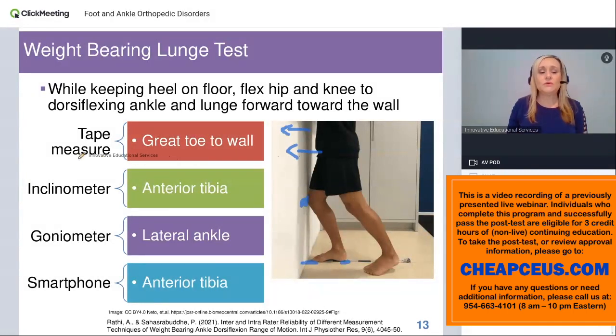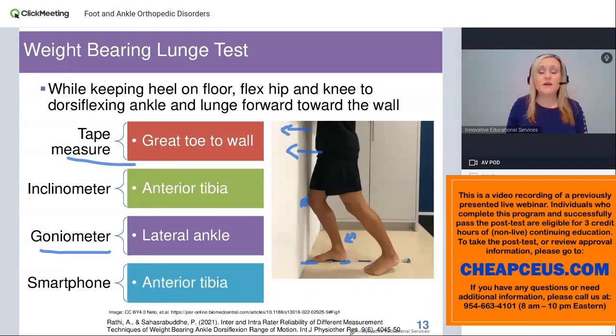We can also, in addition to using the tape measure, use a goniometer on that opposite side of the ankle, on that lateral side, to measure that dorsiflexion. What they're finding in the research is that there is really good intertester reliability utilizing the tape measure as well as the goniometer. It's almost perfect.